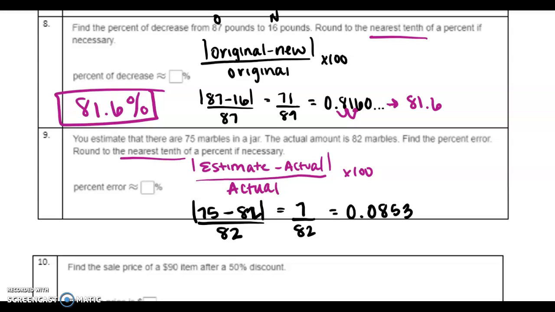0.0853, and then we need to move our decimal 2 places or multiply by 100. So this gives me 8 and I keep my 5 because my 3 is below 5, so it doesn't change my next number. So I keep one number after my decimal, and that's going to be 5. So 8.5% is my answer.